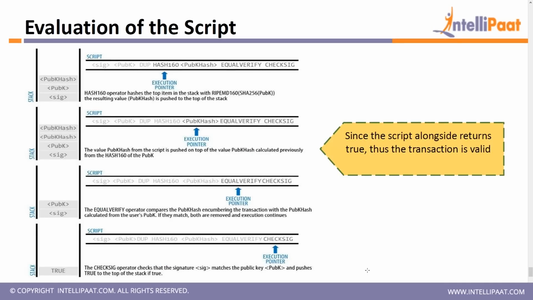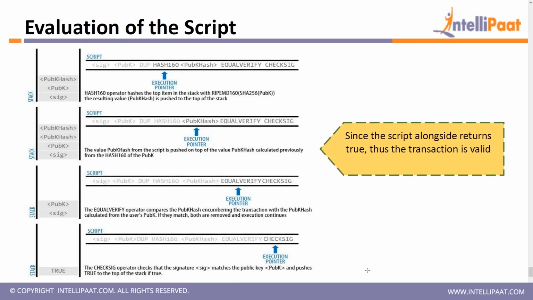The next item, hash 160 operator, is picked and it hashes the top item in the stack with the RIPEMD-160 SHA-256 public key. The resulting value pubk hash is pushed to the top of the stack now. That is received by hashing. Now the value pubk hash from the script is pushed on top of the value pubk hash calculated previously from the hash 160 of the pubk.